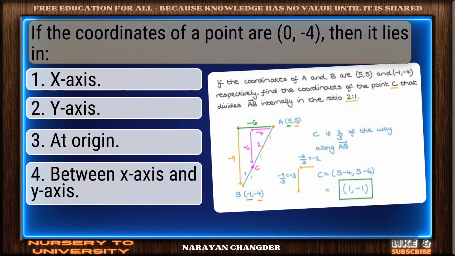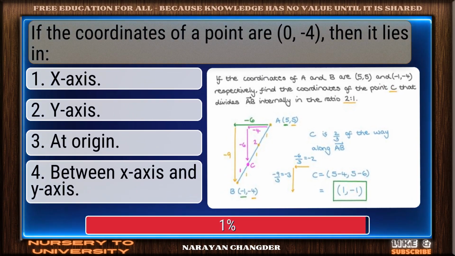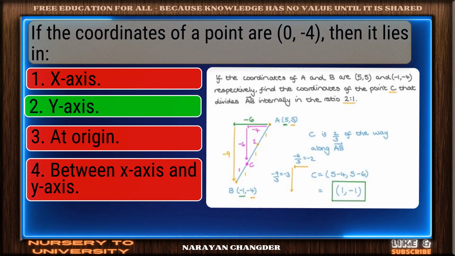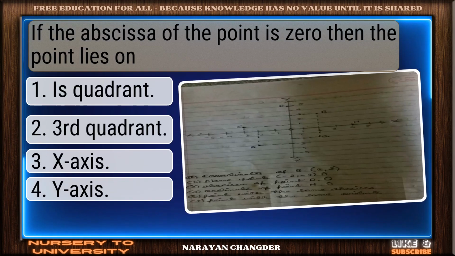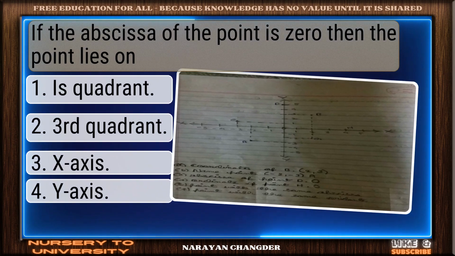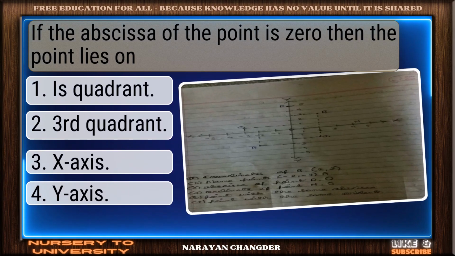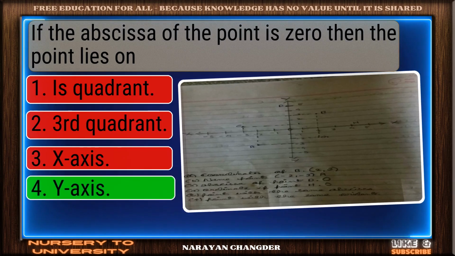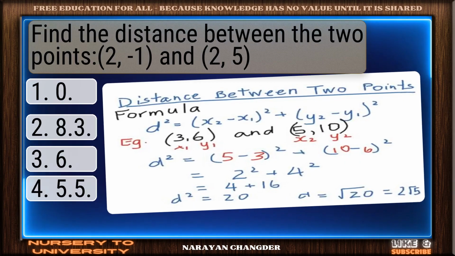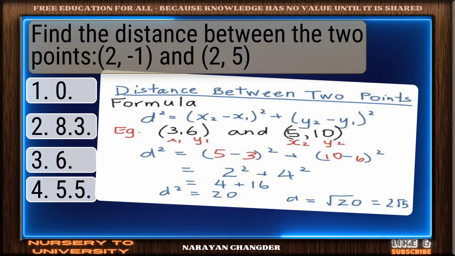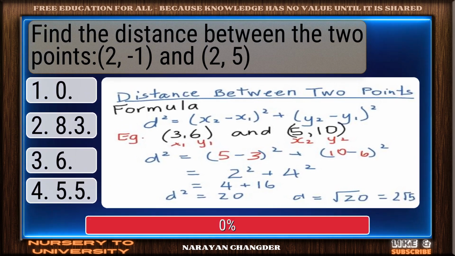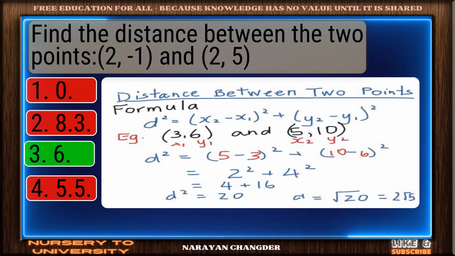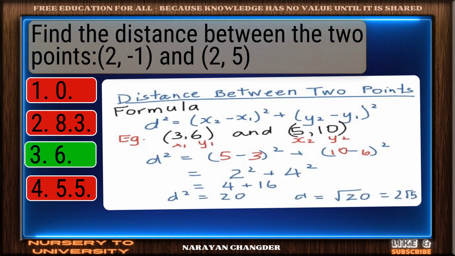Question number 108. If the coordinates of a point are, then it lies in. Sharp thinking. Y-axis is the right choice. Question number 109. If the abscissa of the point is 0, then the point lies on. Smart move. Y-axis is an accurate answer. Question number 110. Find the distance between the 2 points. And clear logic. Your choice 6 is sound and 100% true.